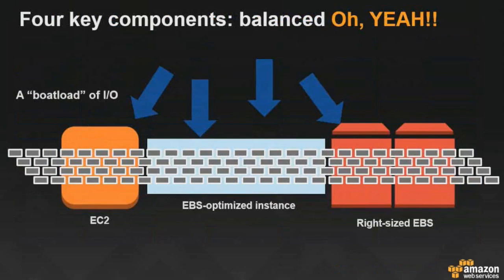So just to recap a little bit, if we get the 4 key components balanced, we'll be able to drive bandwidth and throughput IOPS all the way through the system in a balanced configuration. So you can do a lot of I/O from EC2 to EBS if we get everything balanced. So we choose the right size of EC2 instance. We use an EBS optimized instance, so we control the size of the bandwidth between EC2 and EBS. And then we right size our EBS volumes, the right number of IOPS or the right size for the throughput. And we're able to drive a lot of I/O.